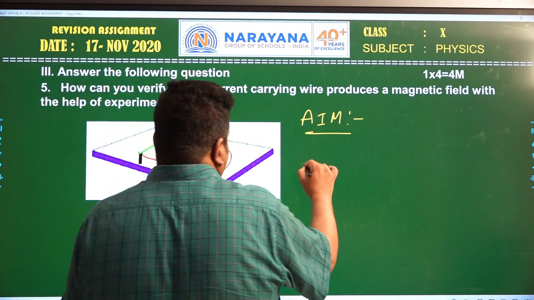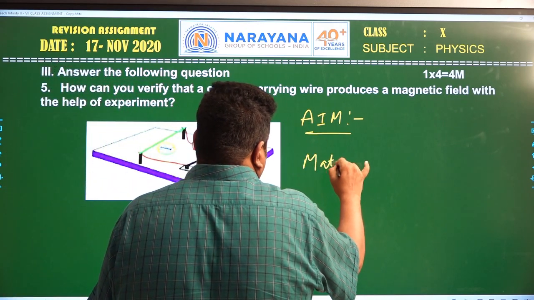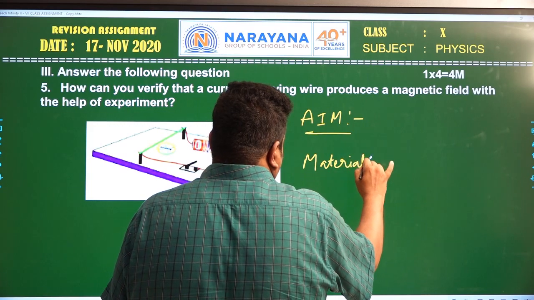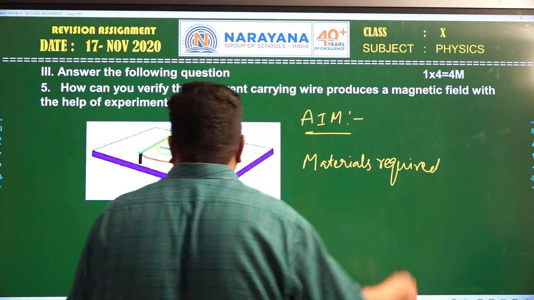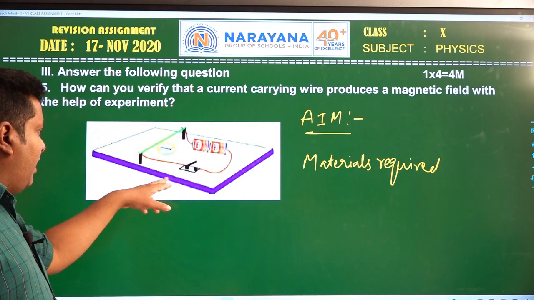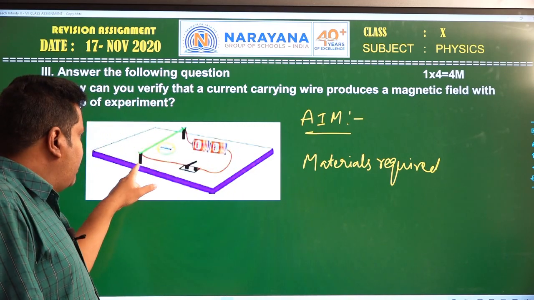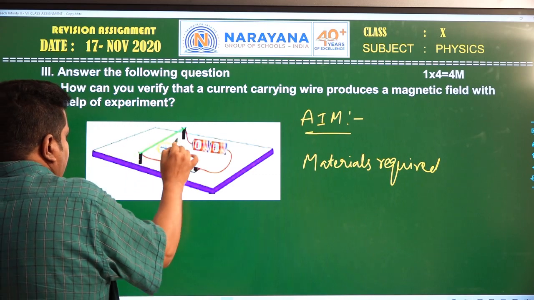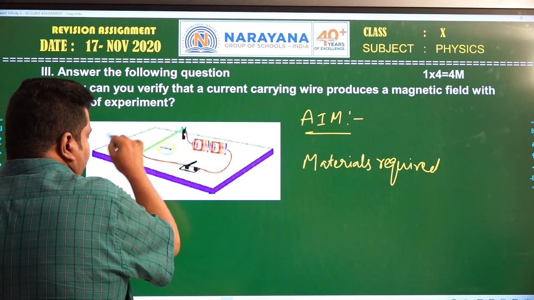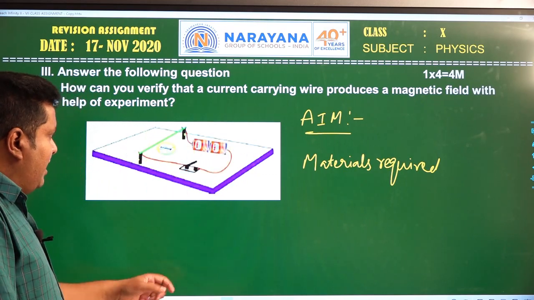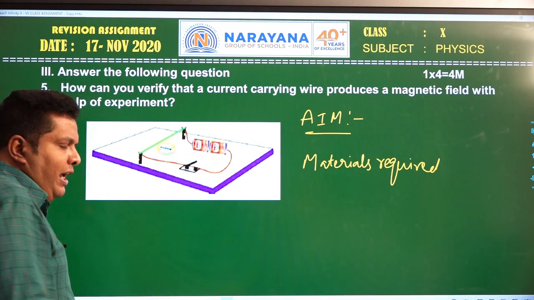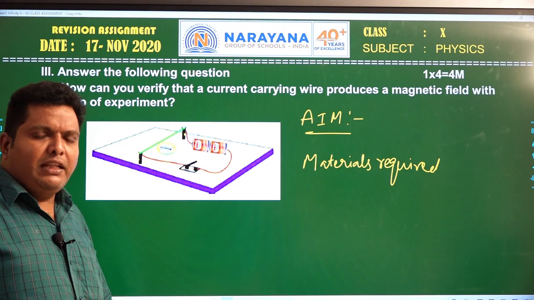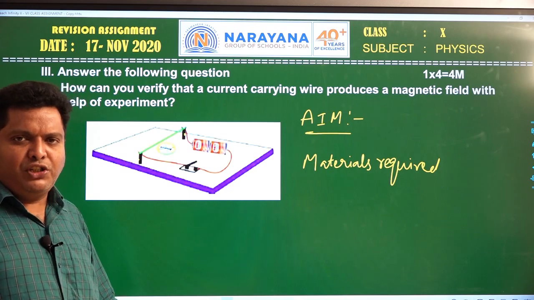Now let us see the materials required. What are the materials required to do this activity? This is a thermocol sheet, and these two are wooden slits, first slit and second slit. These are the 9-volt batteries, and this is a plug key, and this is a compass box. These are the materials required to do this experiment.